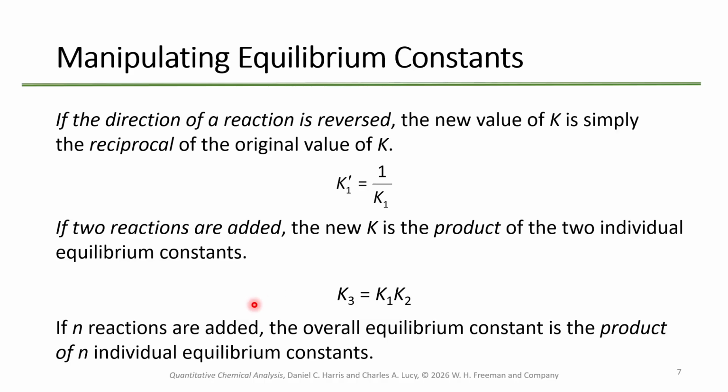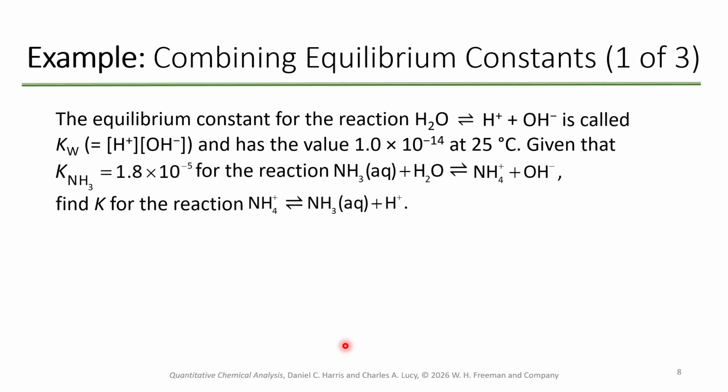So if n reactions are added, the overall equilibrium constant is the product of n individual equilibrium constants. Let's go ahead and try this real quickly. We have an equilibrium constant for this reaction here. It's called Kw, of course, and you've all probably experienced this a few times, right?